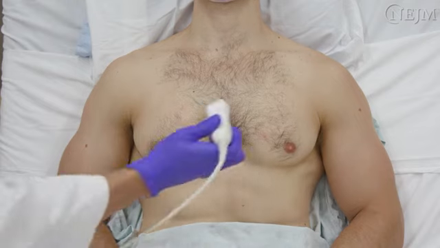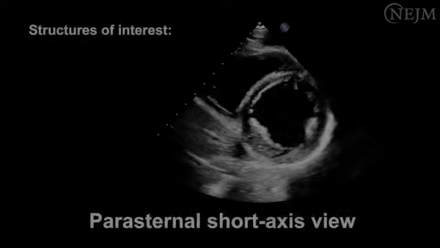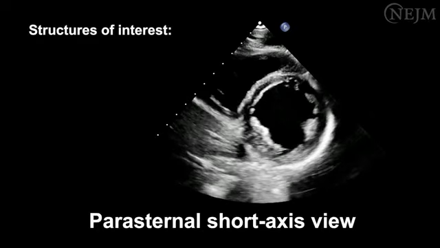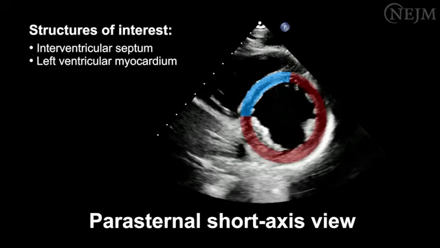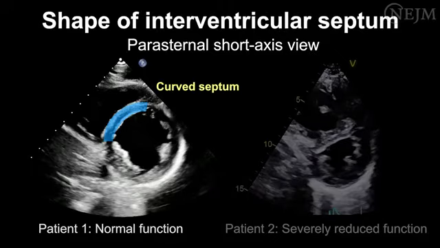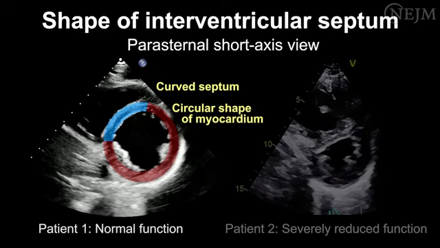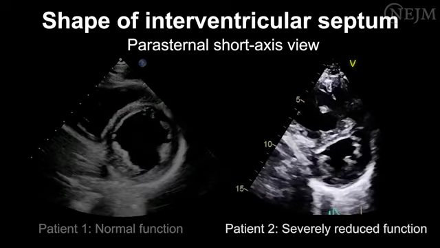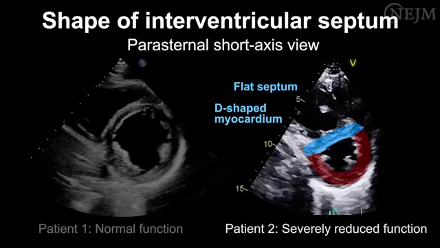In the parasternal short axis view at the mid-papillary level, identify the structures of interest, including the interventricular septum and the left ventricular myocardium. In patient 1, the interventricular septum is curved and the left ventricular myocardium has a circular shape throughout the cardiac cycle. Whereas in patient 2, the interventricular septum is flat and the left ventricular myocardium has a D shape throughout the cardiac cycle.